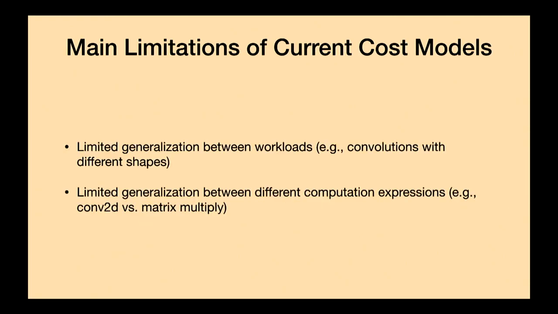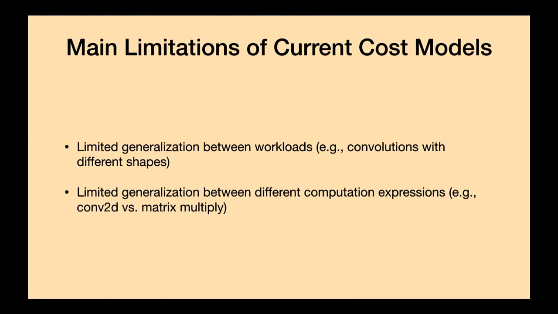And the main limitations of current cost models come in the form of some limitations in their generalizability. So our current cost models have some limited generalization between workloads, for example, convolutions with different shapes. And they also have limited generalization between different computation expressions. And what I mean by different computation expressions are things like a convolution versus a matrix multiply, for example. The fundamental compute expression is different in TVM.